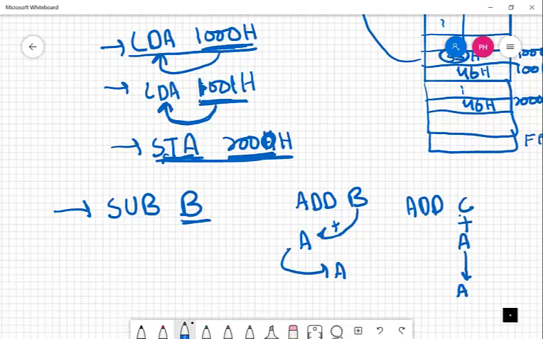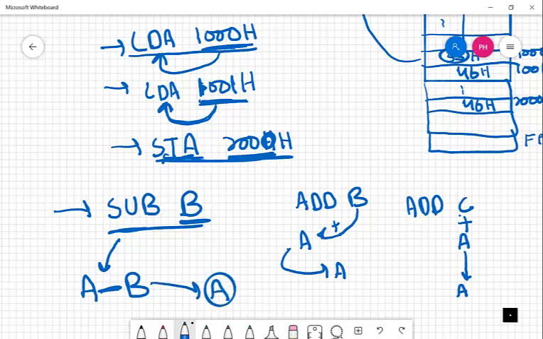What will happen? The contents of this register will get subtracted from the contents of accumulator. That means this instruction will mean contents of accumulator minus contents of register B, and this result will again be stored in accumulator, similar to add. Subtract register: the contents of this register, which can be any general purpose register, will be subtracted from the contents of accumulator, and the result stored in accumulator.